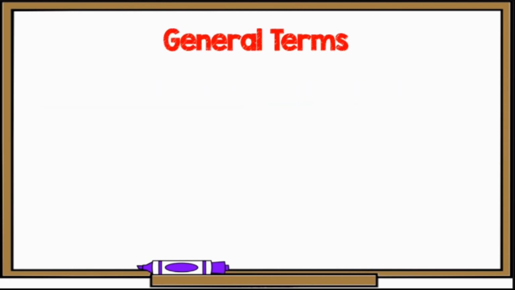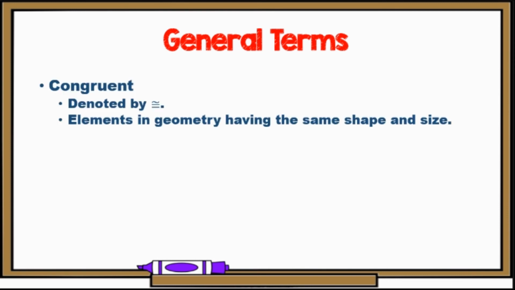And finally, we have the general terms. These are just some of the general terms in geometry. We have congruent. It is denoted by this symbol. It means that elements in geometry have the same shape and size.